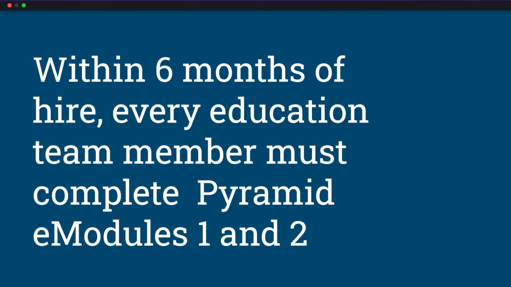Within 6 months of hire, every education team member must complete the Pyramid Emodules 1 and 2, as indicated on the education training checklist. This is important. This video is an overview of Pyramid Model, but the Emodules give every staff member a chance to really interact with the Pyramid Model information and to have a more in-depth understanding of the Pyramid Model.